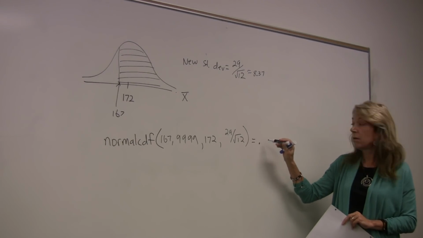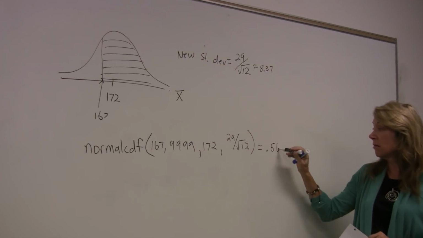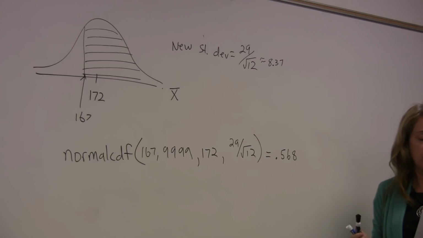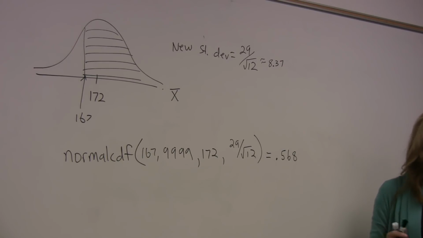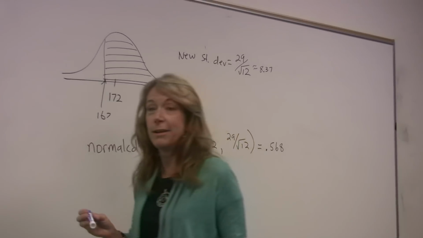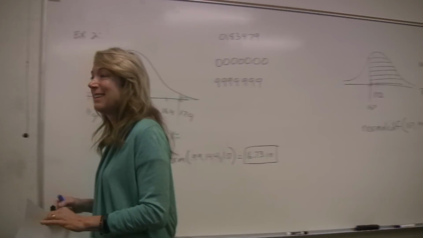0.568. So I know we're out of time, but the question was, this is how the gondola would be over its maximum weight. So there's about a 57% chance it's overweight. You want to get on? No way.